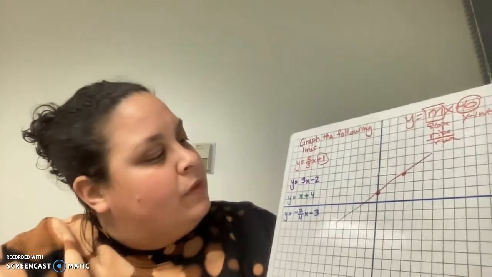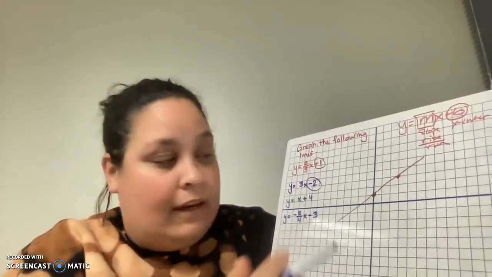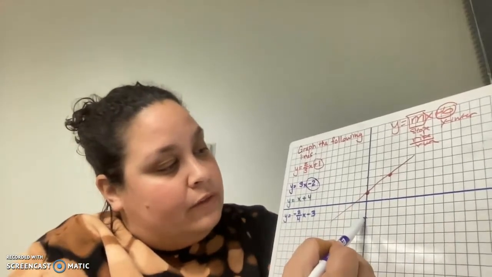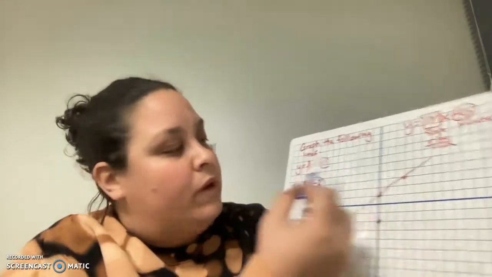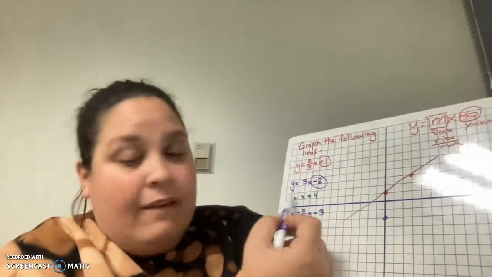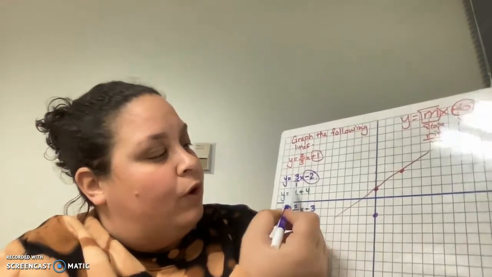Okay, let's look at number 2. So number 2, again, I'm going to graph my y-intercept first. This time it's at -2. So I'm going to go down to -2 and put my first point. Now remember, we want to rise and we want to run. Right now we have just 3. Anytime I have a whole number, I always want to put it over 1.